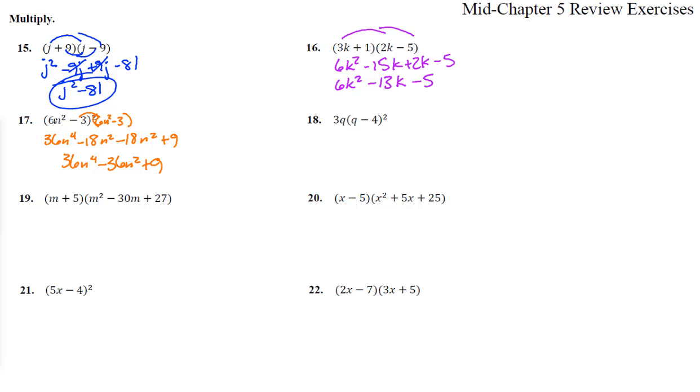And notice this pattern. This one ends up being squared to get a 36n to the fourth. The minus 3 is squared to get a plus 9, but there's a middle term that comes from distributing it out or foiling it.